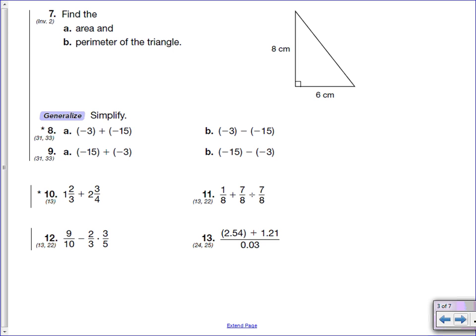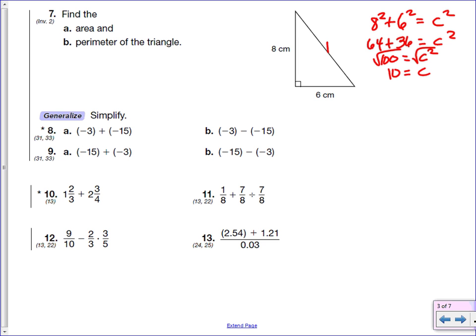Find the area and perimeter of the triangle. Now again, we could go all the way through and solve with the Pythagorean theorem. And so if that's the case, we would say a squared, which we'll call 8, 8 squared plus b squared, we'll call 6, is c squared. 8 squared is 64. 6 squared is 36. 64 and 36 is 100. And then the square root of 100 is 10. So that makes this one 10.